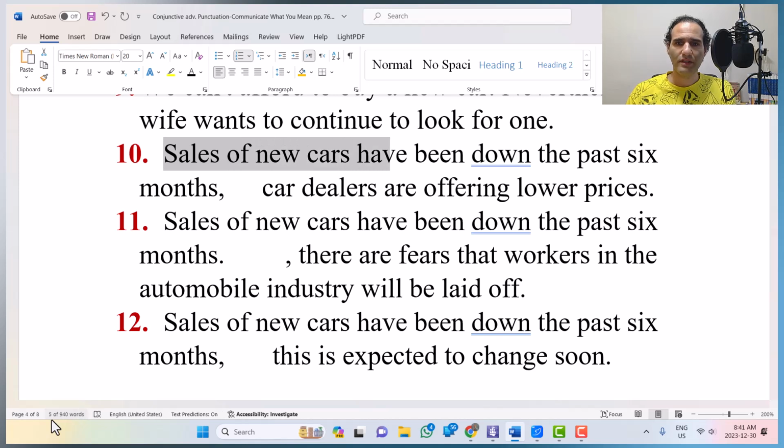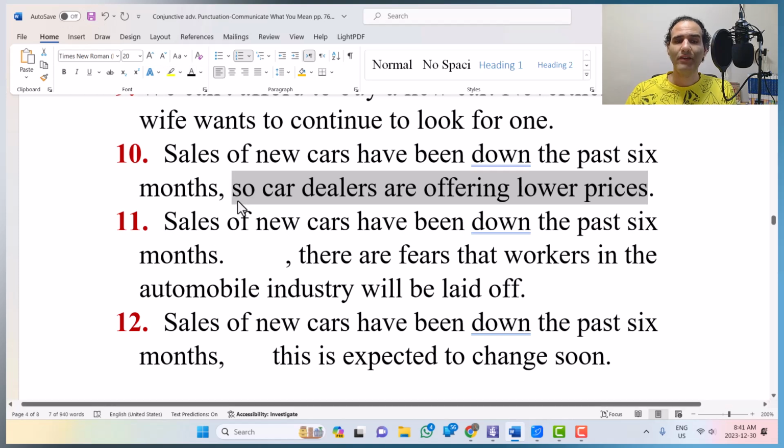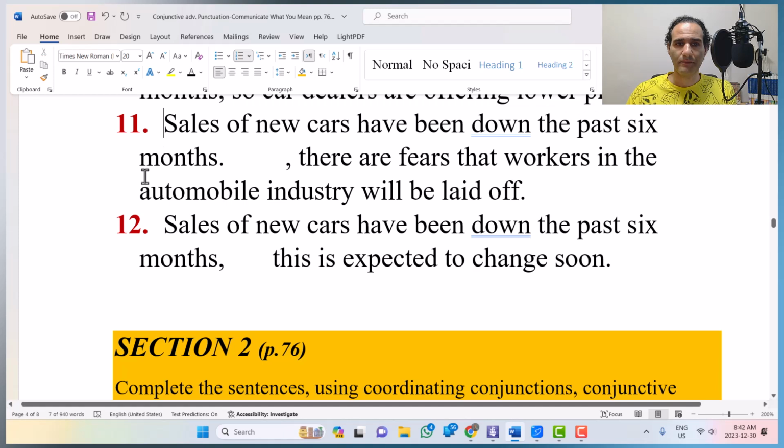Sales of new cars have been down the past 6 months. Car dealers are offering low prices. So, if you want to have a "therefore," we will put a period here, therefore, and then comma after, or semicolon, therefore, comma. If you want to find out about period, semicolon, or comma, please watch the previous video in this playlist, video 11.